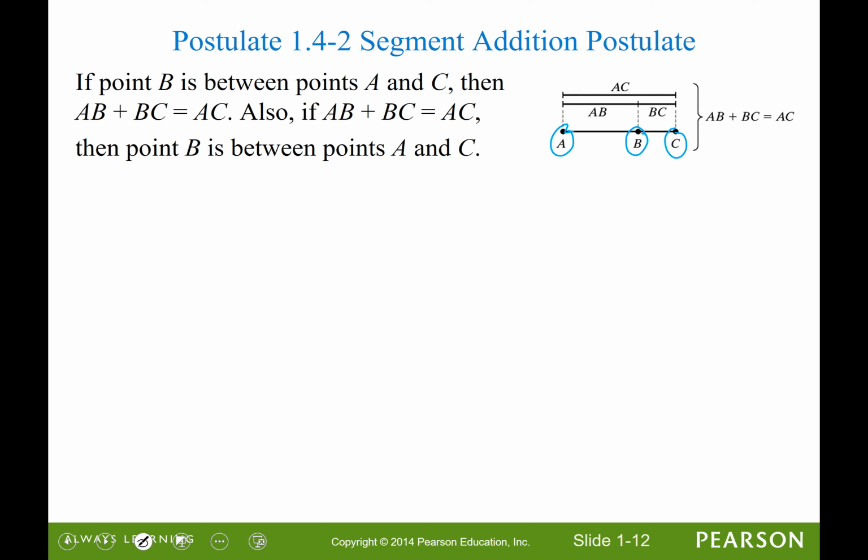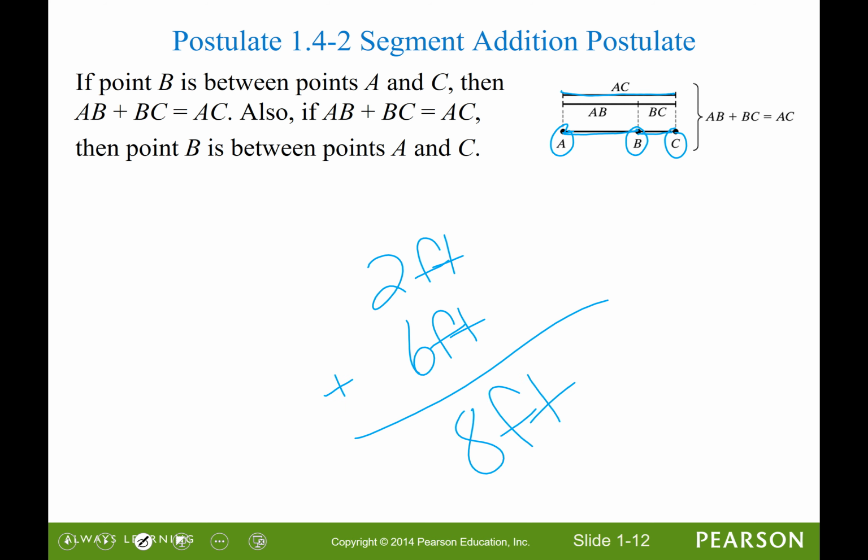Then we can conclude that AB, so this measure right here, plus this measure right here, BC, is equivalent to the length of the entire thing. That is the segment addition postulate. I like to just remind myself and my students that the lengths of segments can be added. 2 feet plus 6 feet, these units follow the rules of addition. So that would add to, let's say, for example, 8 feet. Okay, so when you're talking about lengths of segments, you can use addition because the lengths follow the rules of addition. So segment addition postulate.